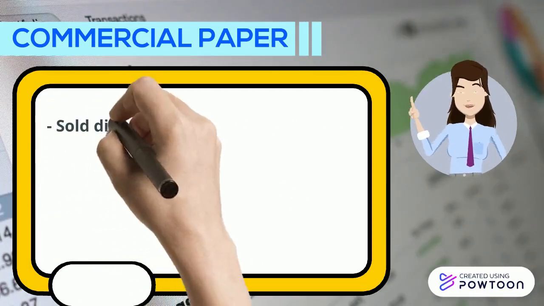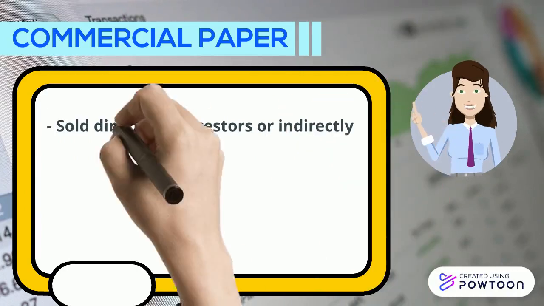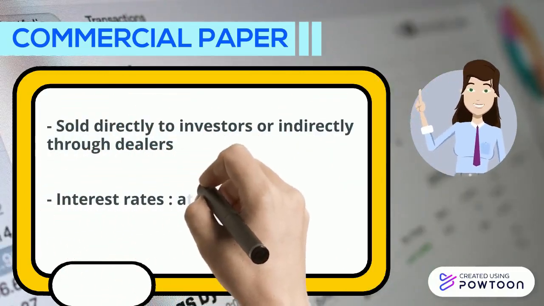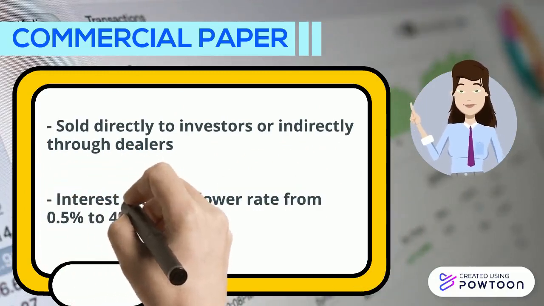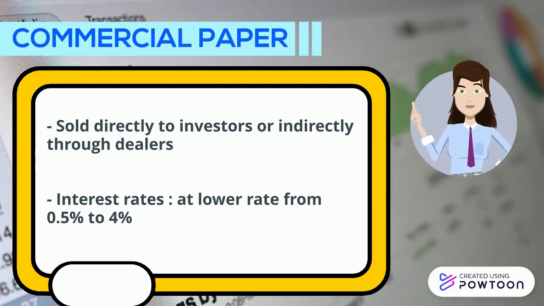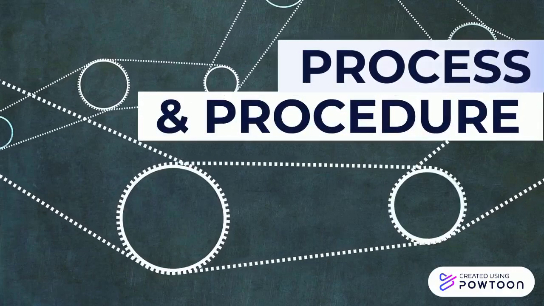In addition, commercial paper may be sold directly to investors or indirectly to dealers. Interest rates charged on commercial paper are normally lower, at a rate ranging from 0.5% to 4%. Process and procedure of short-term financing.